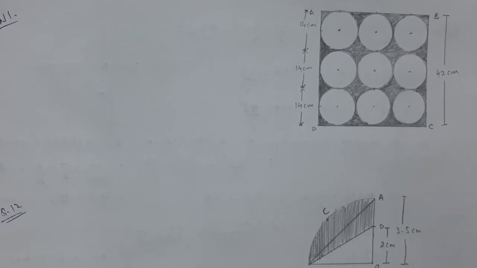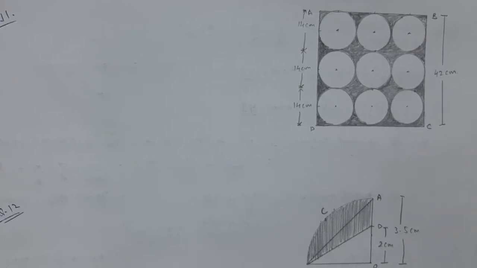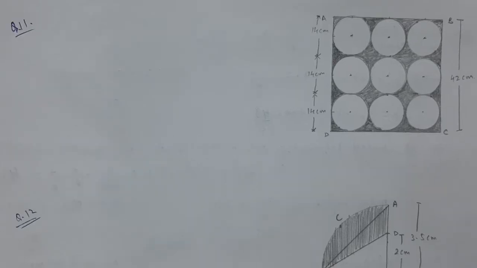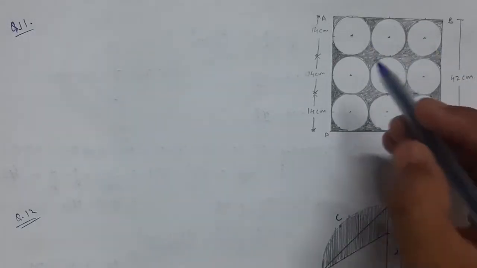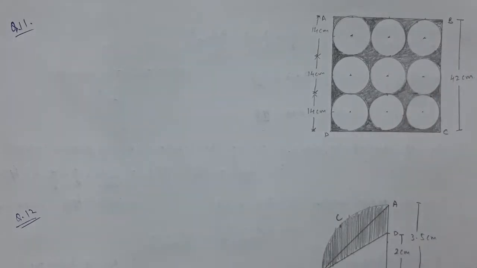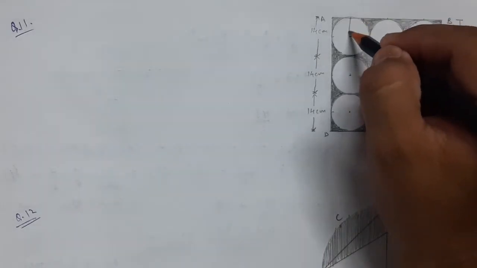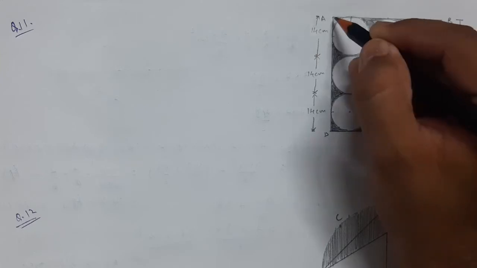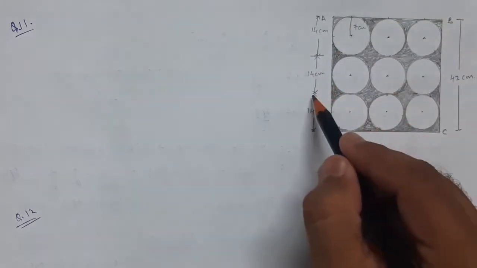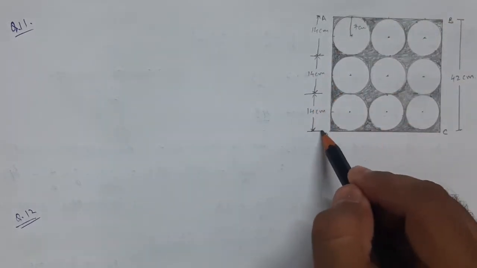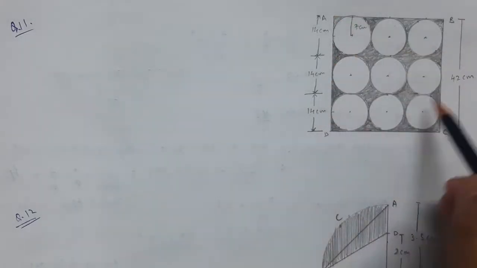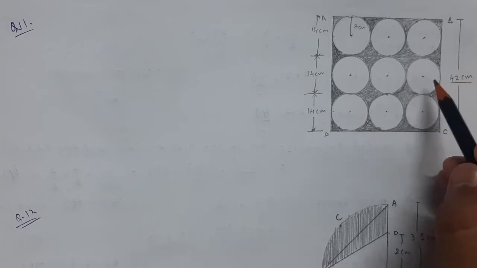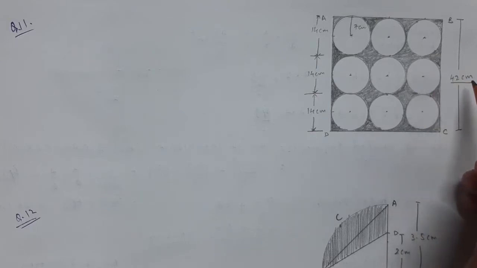Students, let us start with question number 11. In question 11 it is said that on a handkerchief, 9 circular designs, each of radius 7 centimeter. So its diameter will be 14, another diameter 14, another diameter 14. So the length of the square will be 42: 14 plus 14 plus 14. Find the area of the remaining portion.